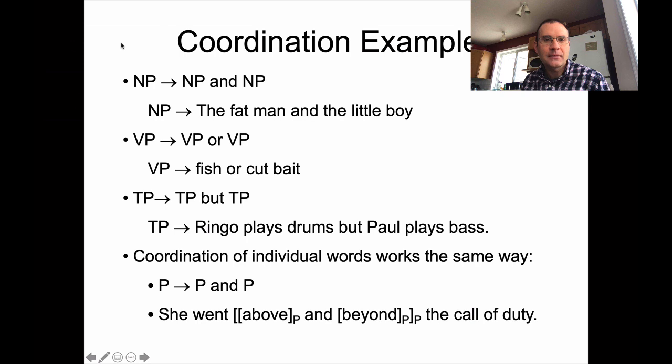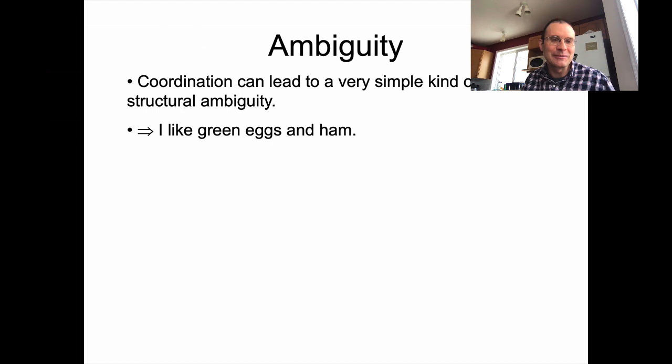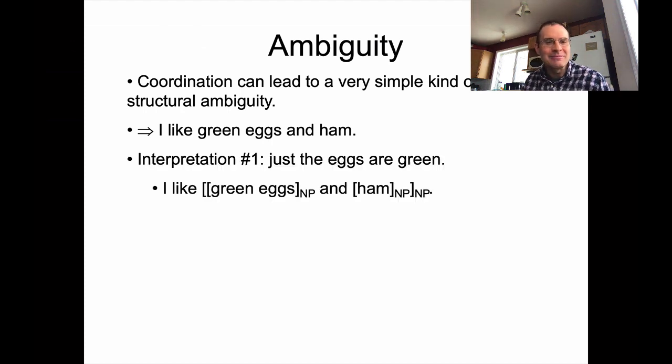Okay, so this leads to a simple kind of structural ambiguity, which is the example that I talked about before, but also the example picture at the very beginning of this set of slides: I like green eggs and ham. What exactly does that mean? Like I said, when I was a little kid, this always kind of drove me up the wall. I guess I wasn't really a big fan of Dr. Seuss, but whatever.